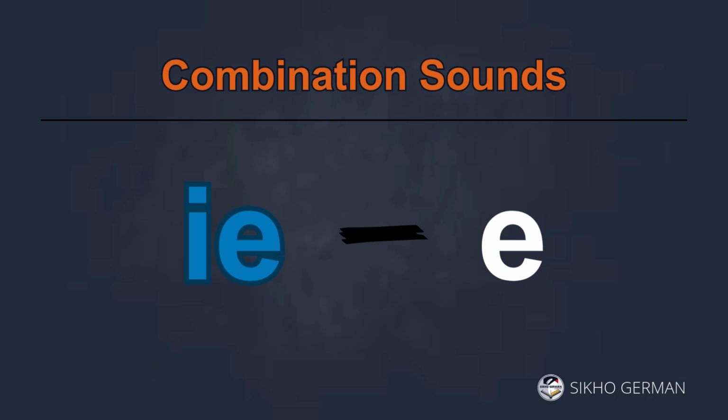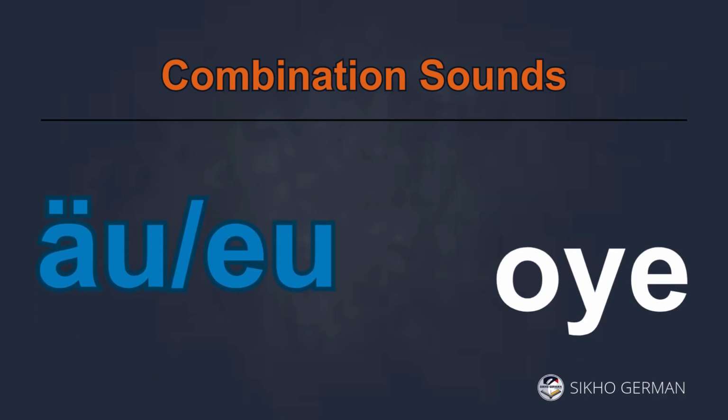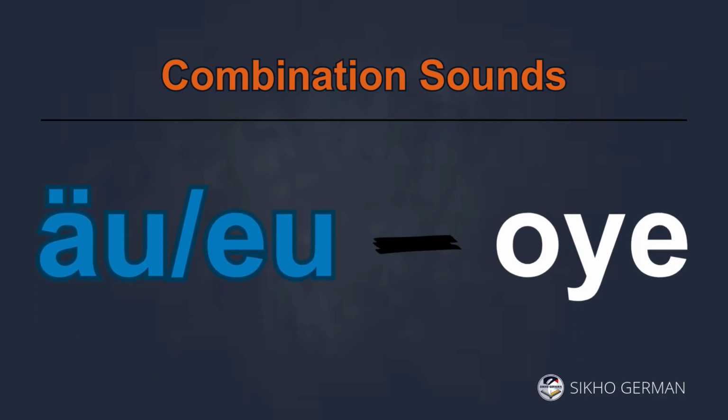This one is easy to remember because it's the reverse. When you see I-E, it makes the sound E. Vier, meaning four, has I-E, so it sounds like E. And Liebe, meaning love, has I-E. Say these with me. Vier, Liebe.